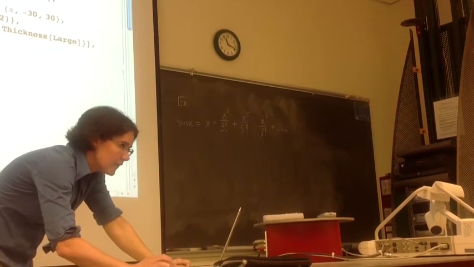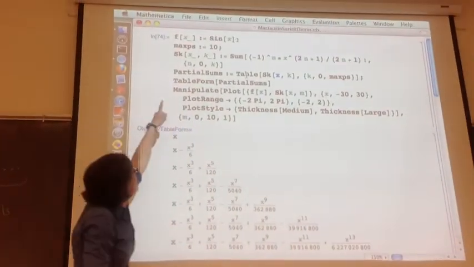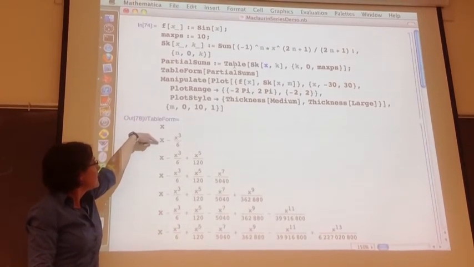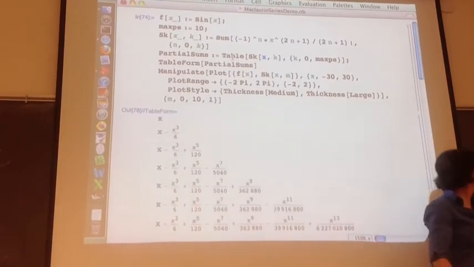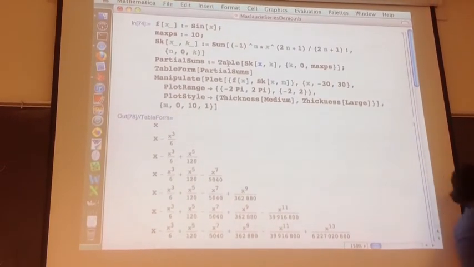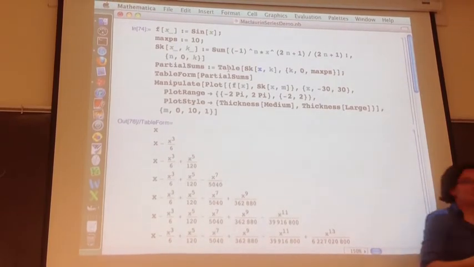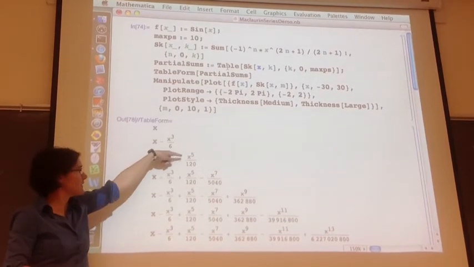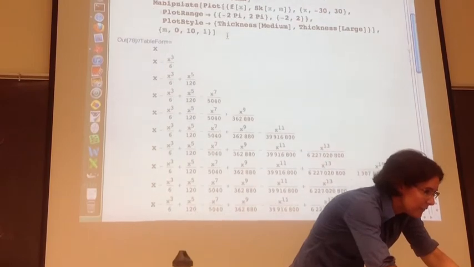Okay, so let me show you this example now. Okay, so here is sine of x. First I've got x, then I have x minus x cubed over 3 factorial. 3 factorial is 1 times 2 times 3. So that's x cubed over 6. And then I've got x minus x cubed over 6 plus x to the 5th over 120. And so look at what happens here.